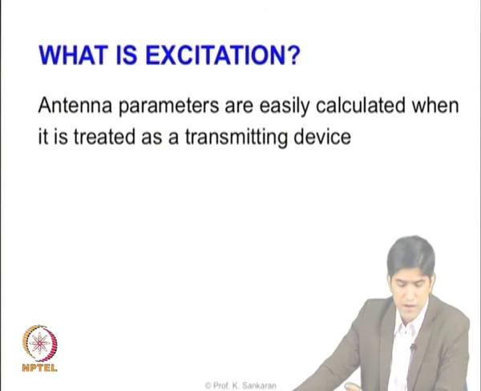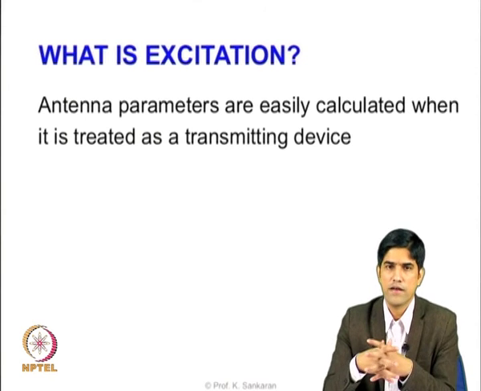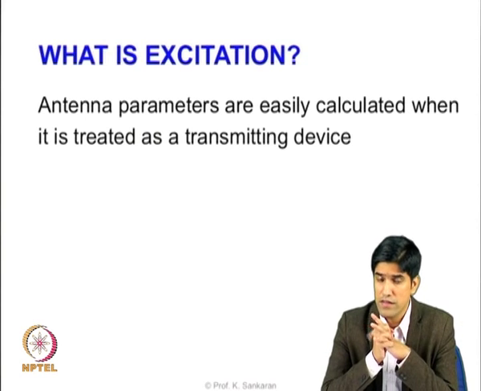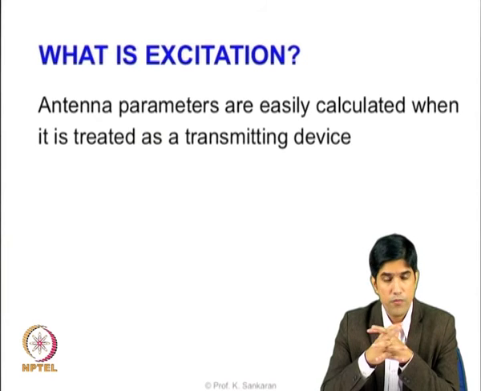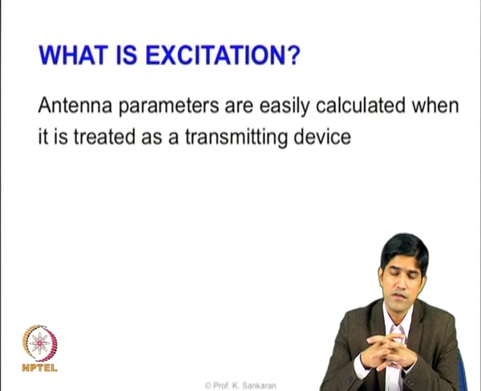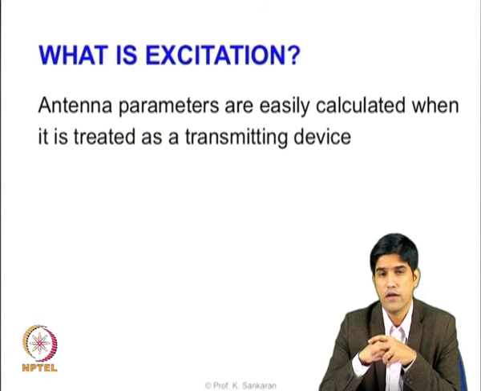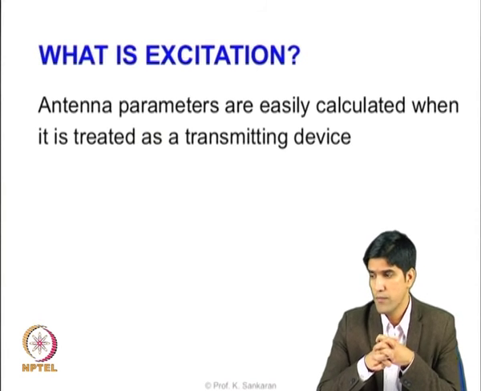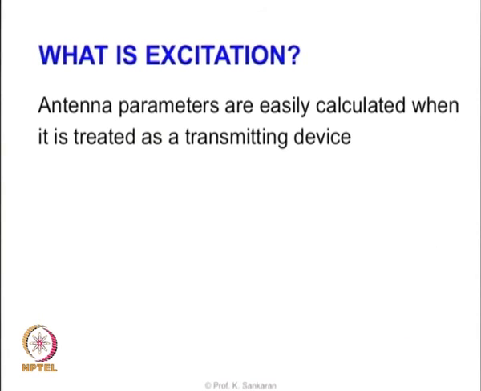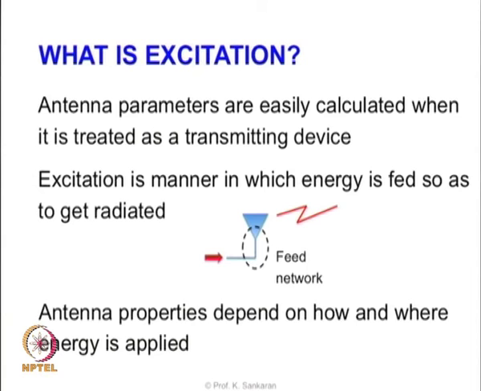The antenna parameters are easily calculated once you understand how we are treating the antenna. When the antenna is treated as a transmitting device, it's easy to extract the various parameters of the antenna. But for us to treat it as a transmitting device, the way in which we are going to feed it, how we are feeding it and where we are feeding it is going to greatly impact. So in that sense, it's important to know various techniques that normally come into play. The excitation manner in which the antenna is getting fed is going to determine how it radiates. That's one point. The second point is that the properties depend on how and where we are going to feed the antenna.